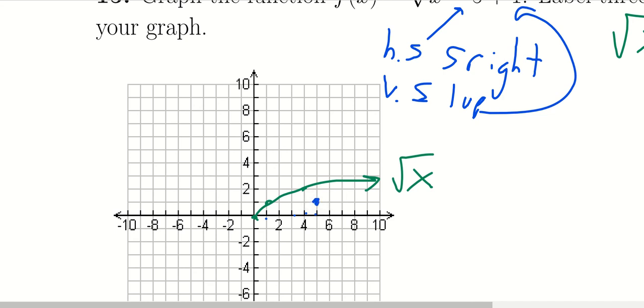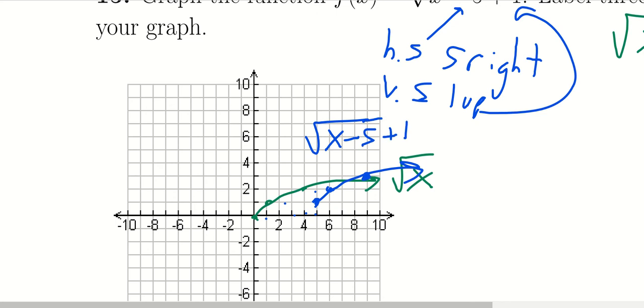Right here. This point, which is at 1, 1, I go over 1, 2, 3, 4, 5, and then up 1. And then the point that was at 4, 2, I move it over 5. 1, 2, 3, 4, 5, and then up 1. And it's going to look like this. And the graph in blue would be the graph of the square root of x minus 5 plus 1.